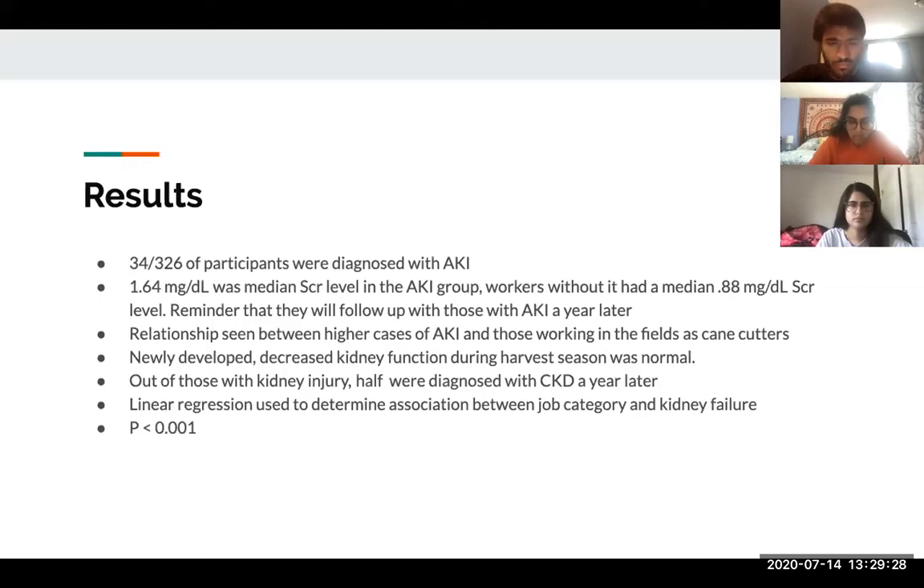And then for workers who didn't have acute kidney injuries, they had a median of 0.88 milligrams per deciliter.